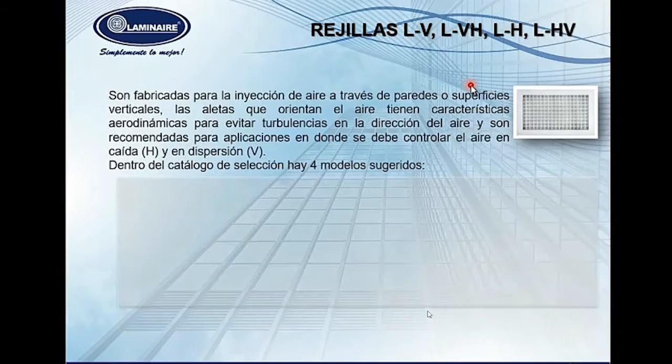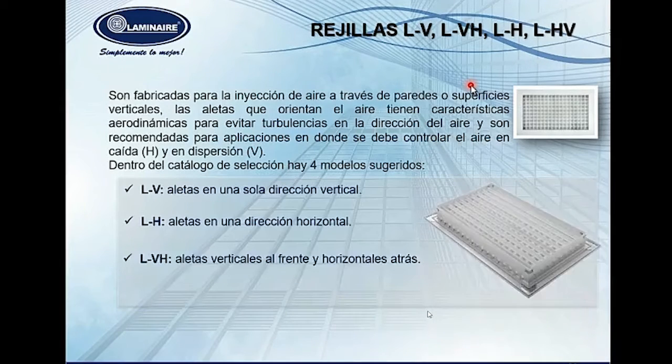We have 4 models of grids or screens. In these 4 models, we have the LV, which means that the flaps only have one vertical direction. We have the LH, which has flaps in horizontal direction. We have the LVH, they have vertical flaps in the front and horizontal in the back. And the LHB, they have grids or screens with horizontal flaps in the front and verticals in the backside.